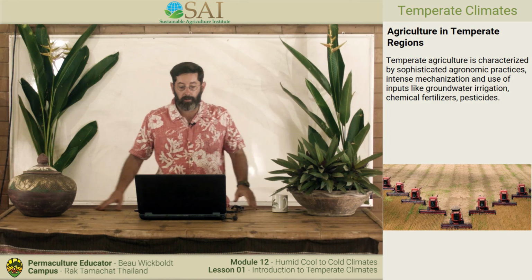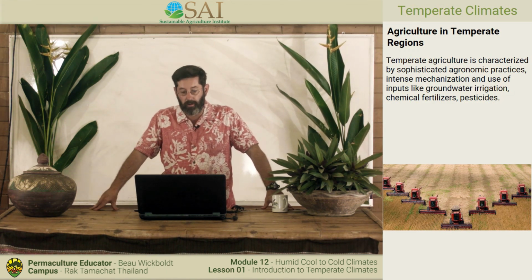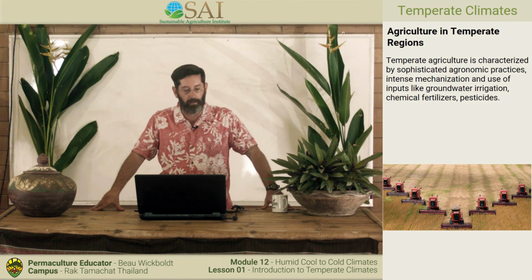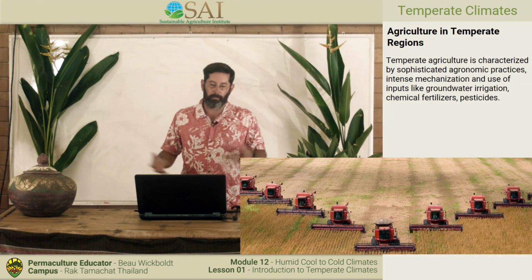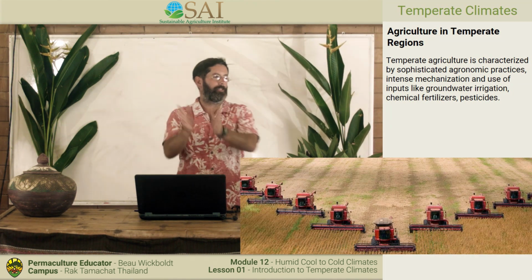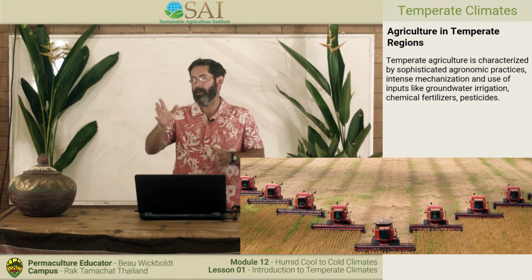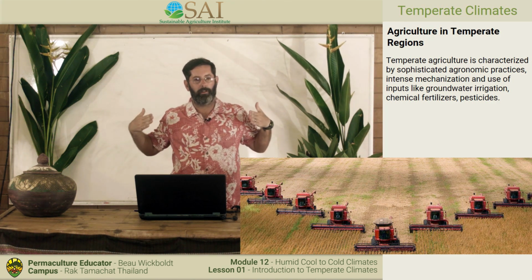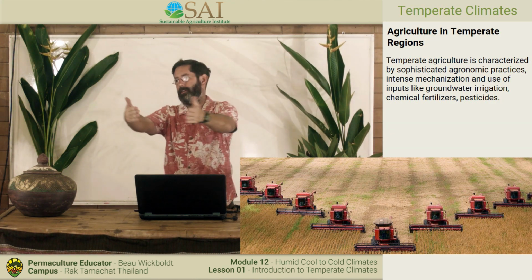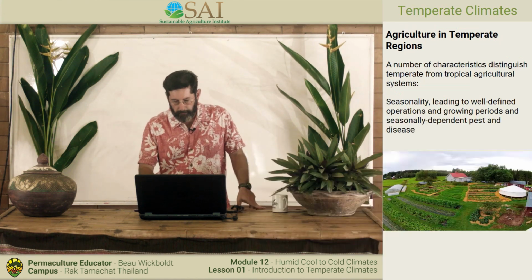So temperate agriculture is characterized by sophisticated agronomic practices, intense mechanization, and the use of inputs like groundwater irrigation, chemical fertilizers, and pesticides. This is a picture some people call a combine phallus, like a phallic symbol. You can see some in Brazil where they have up to 60 combines moving at one time, each one doing 40 rows, so you're doing 240 rows at one time. And then they turn around and go do another 240 rows. So it's a big agricultural system that's developed around the world.